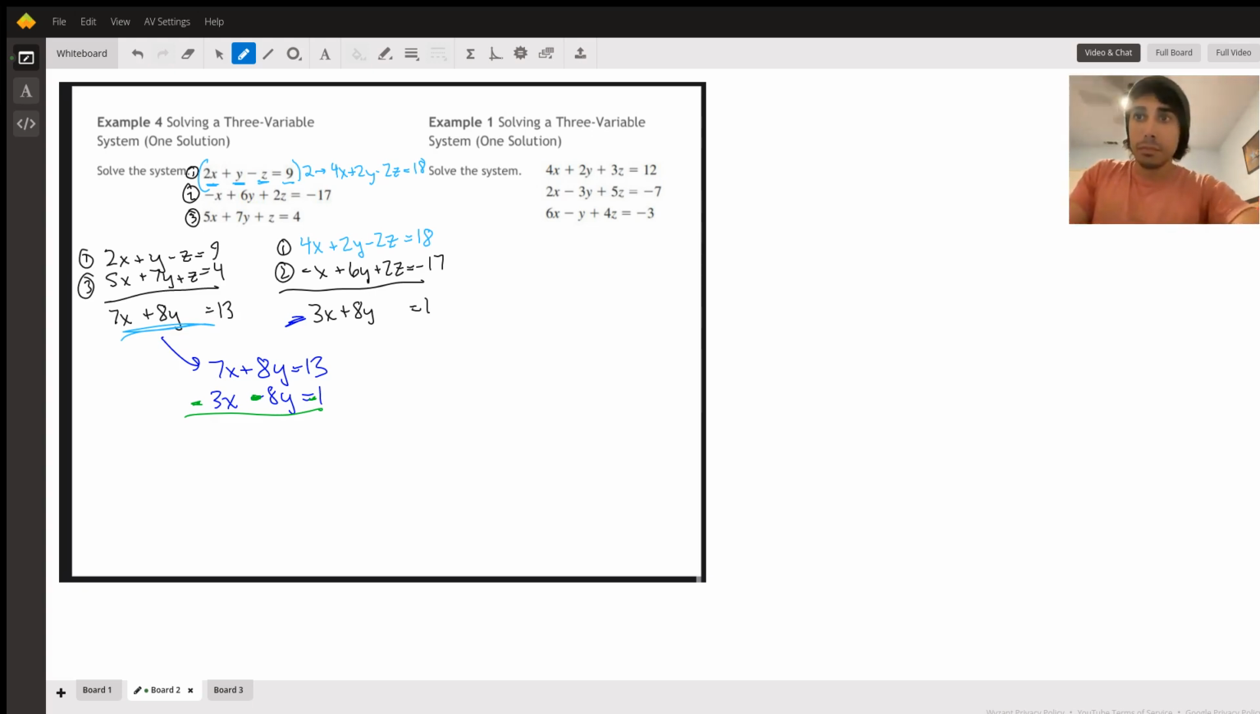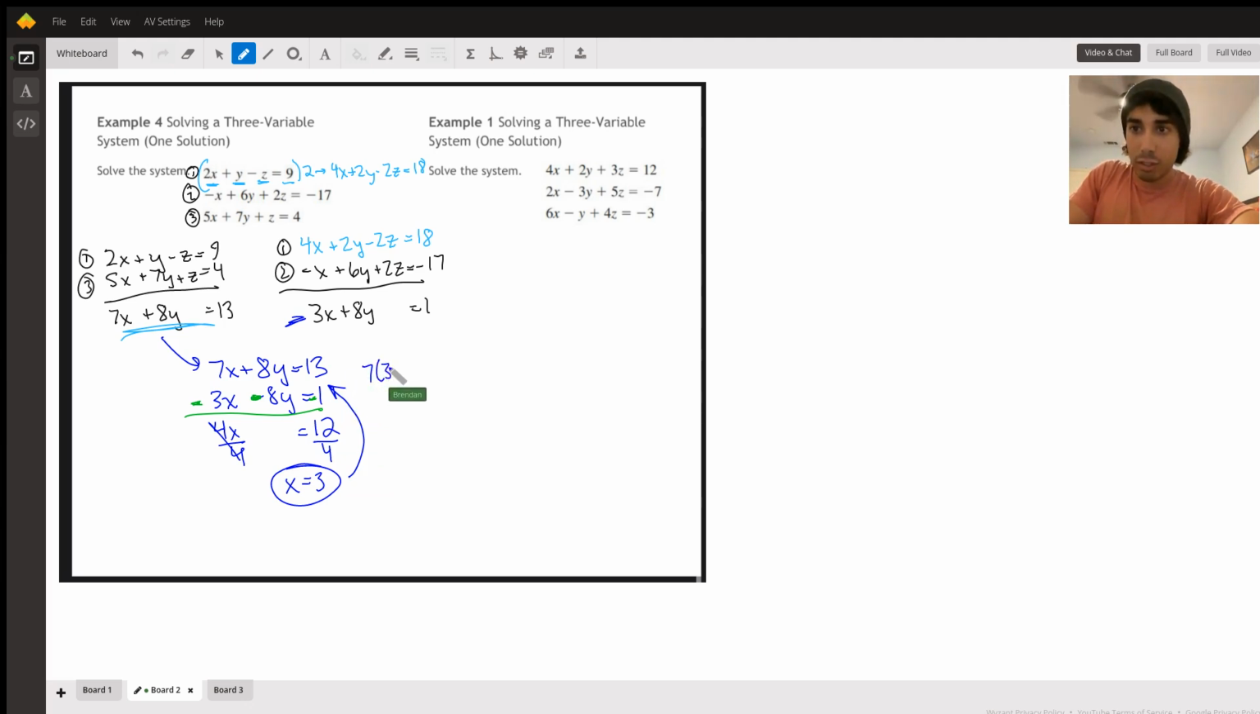Okay, so let's add these together now. 7x minus 3x is 4x. 8y minus 8y, that's our key there. That's why we multiplied by -1 to eliminate. Now it's going to eliminate, and you get 4x equals 13 minus 1, which is 12. And there we go, we've got our first variable. Divide by 4 on both sides, and you've got x equals 3.